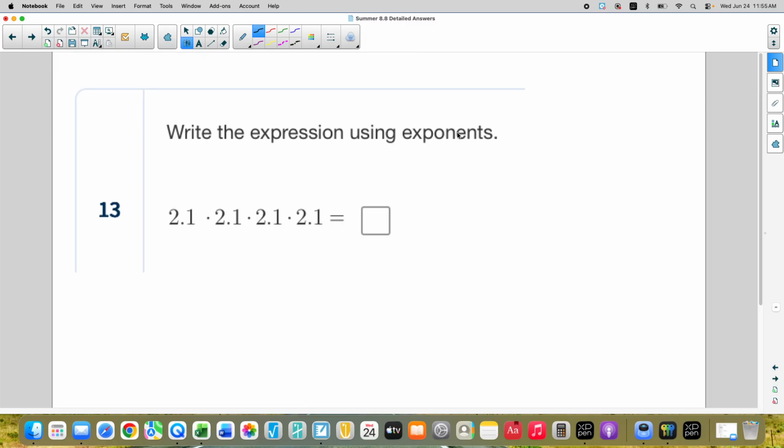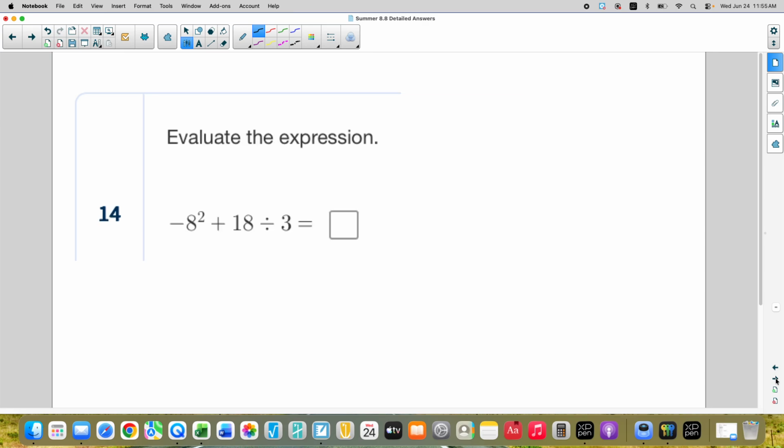Write the expression using exponents. Since we have the same number multiplying itself 4 times, we can write that 2.1 to the fourth. No parentheses needed, even though it's got a decimal, that would just be 2.1 to the fourth power.